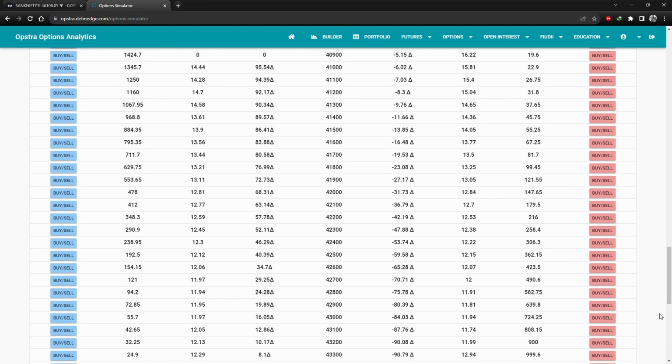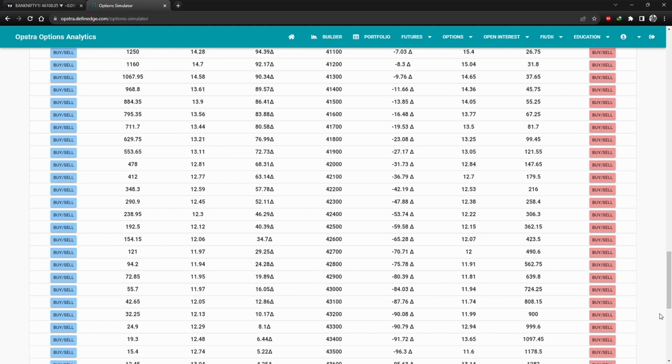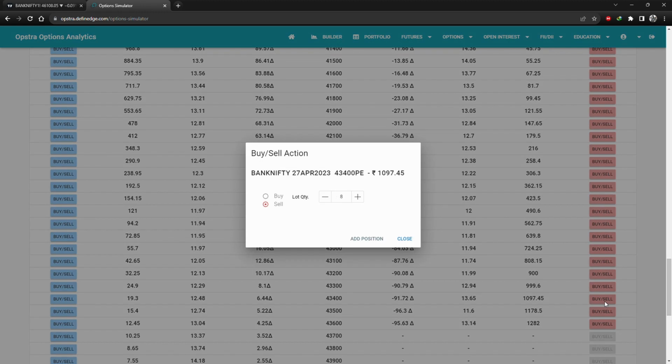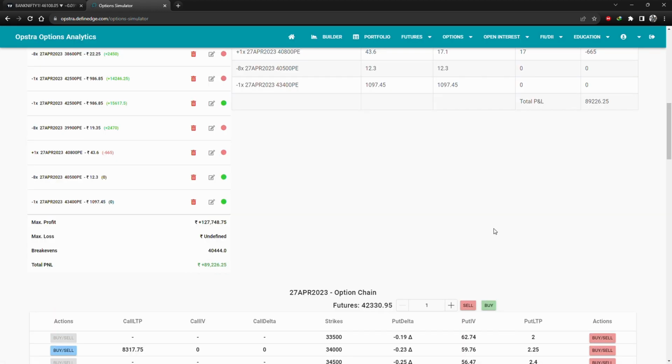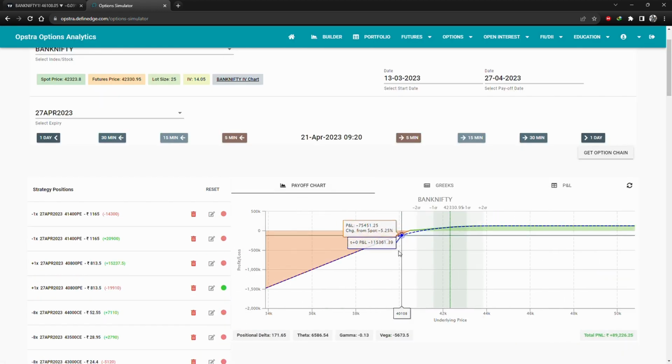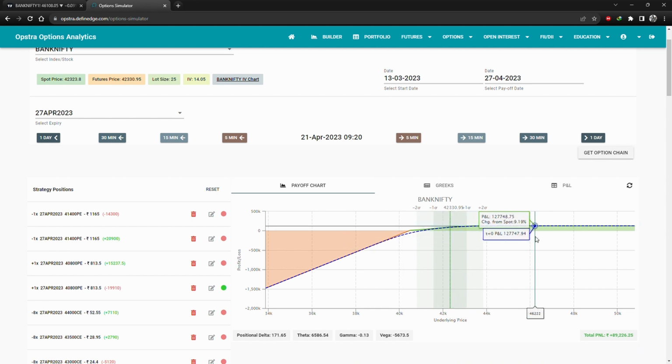Since we need to sell an in the money option, I'm going to add again 1,000 rupees of premium, one lot, just to compensate for a strong move in the up direction. So this is how our payoff chart will look after the adjustment, and we can clearly see that we are actually going to make 1,27,000 rupees. So let's move on to our next day.